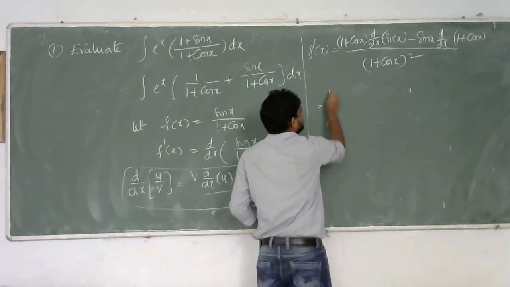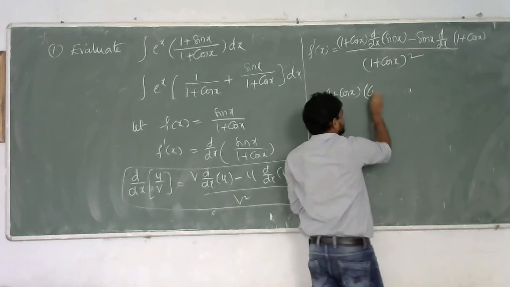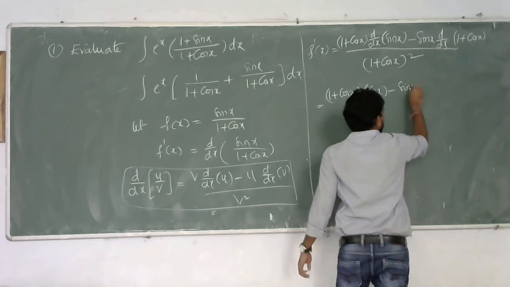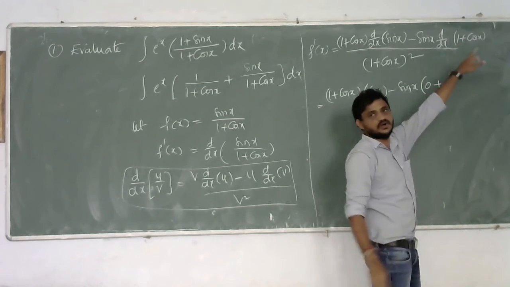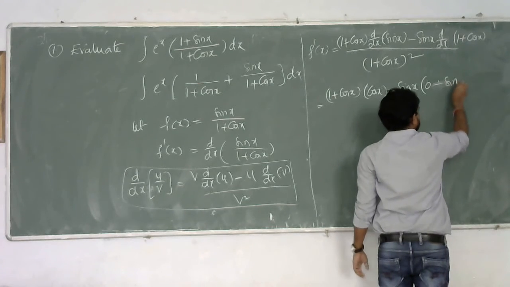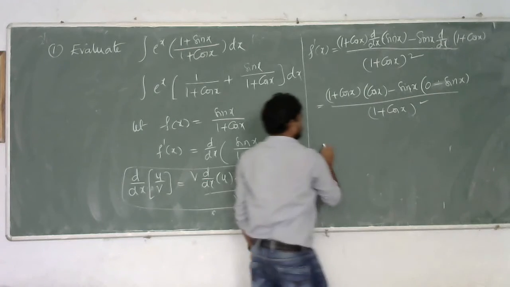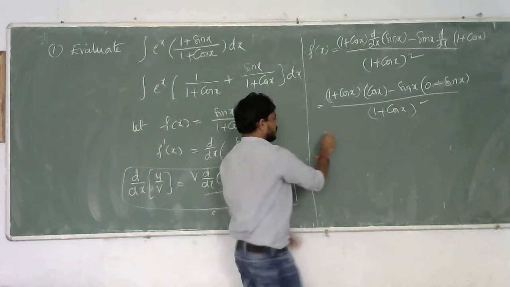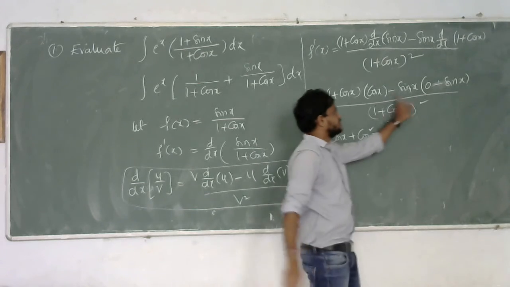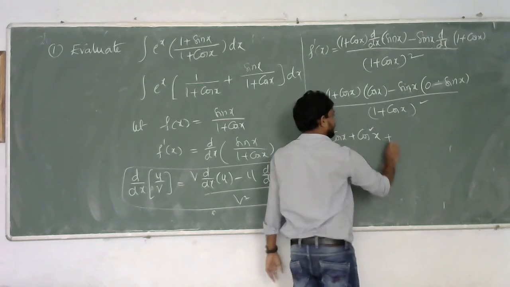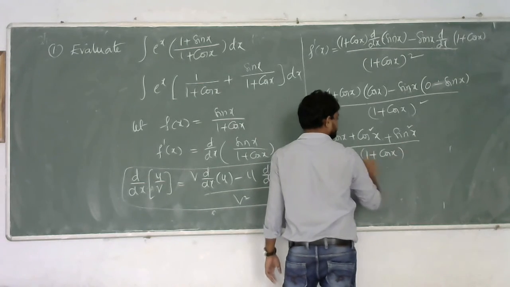Then simplify it. So 1 plus cos x into d by dx of sin x, which is cos x, minus sin x into d by dx of 1 plus cos x, where d by dx of 1 is 0 plus d by dx of cos x is minus sin x. So write here minus sin x. In the denominator, 1 plus cos x whole square. So let us multiply: cos x into 1 is cos x, plus cos x into cos x is cos square x. Then minus sin x into minus sin x, that is plus sin square x. In the denominator, 1 plus cos x whole square.